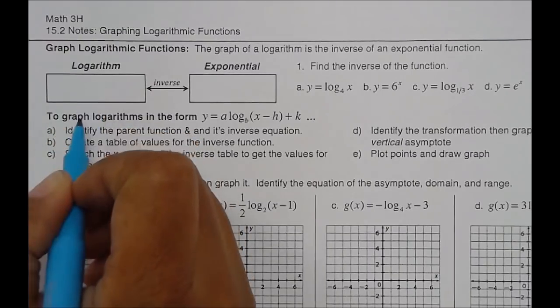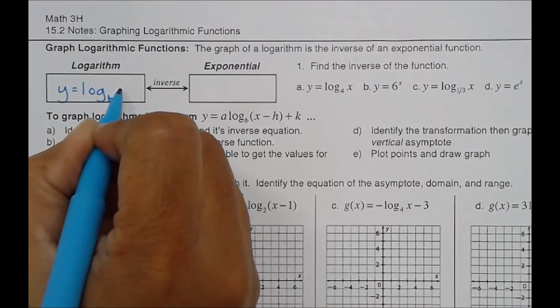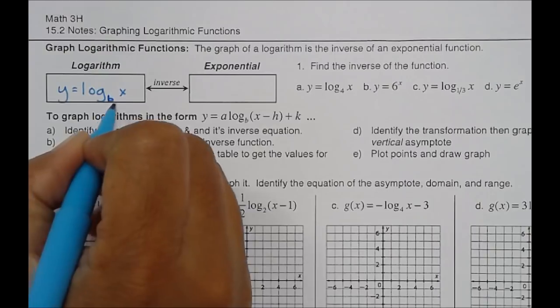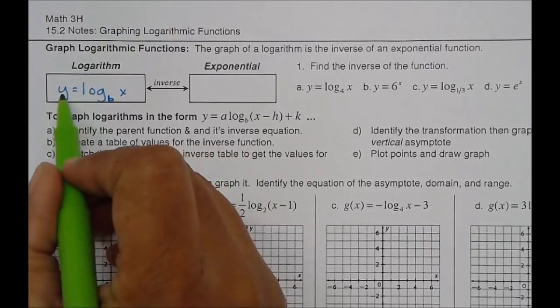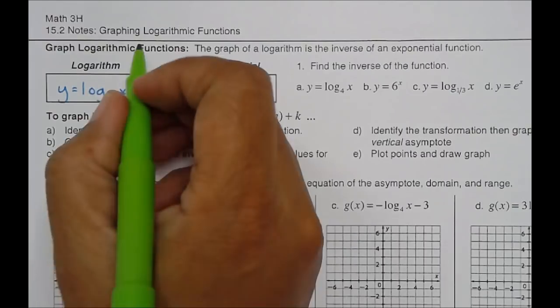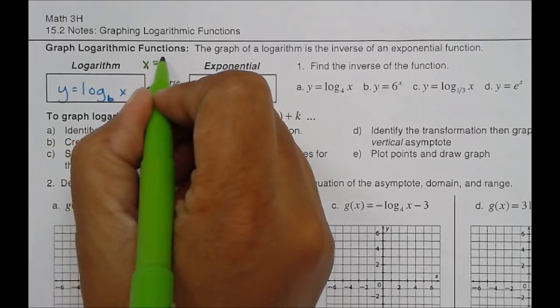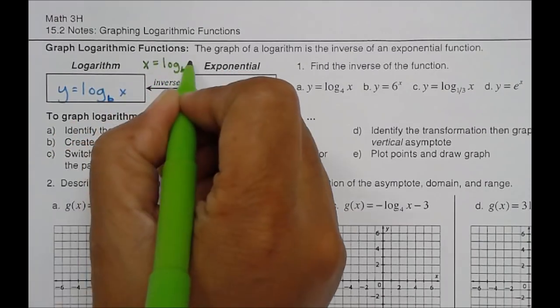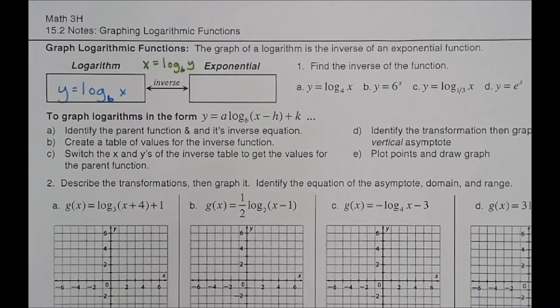So let's start off with a logarithmic function: y equals log base b of x. Now, if you remember, when we found the inverse, we had to switch the x and y, and we solved for y. So I'm going to take this function and switch the x and y first. Switching it, I have x equals log base b, and then the x is going to become the y. So that's just switching the x and y. Now we have to solve for y.